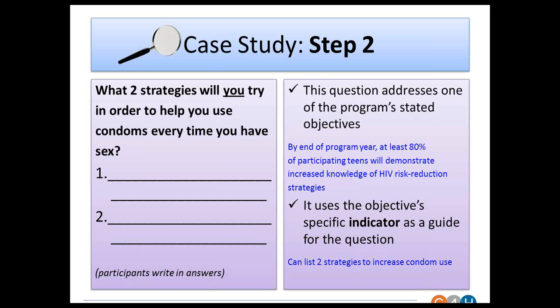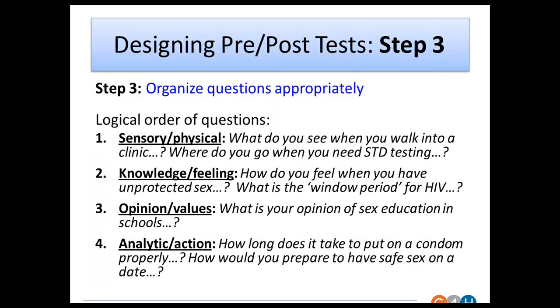Keep in mind here how the participant might answer this question during the pre-test versus the post-test. Before the program, they might not be able to think of 2 strategies or even 1 strategy. But by the end of the program, we are hoping for them to easily be able to write down 2 of the 5 strategies that they have learned. So in other words, we really want to see an improvement.